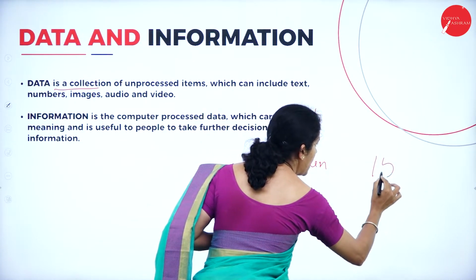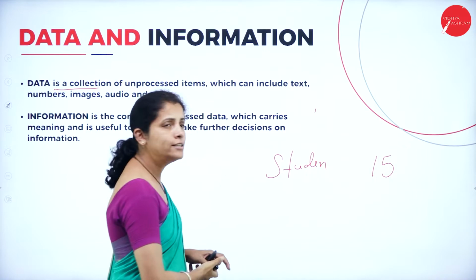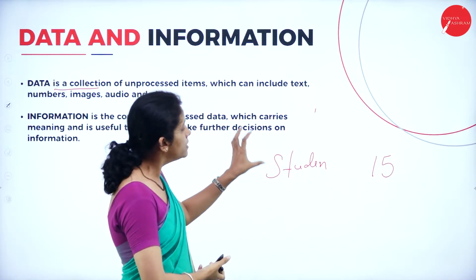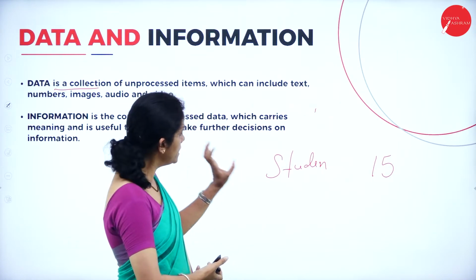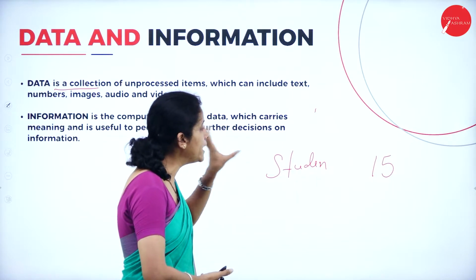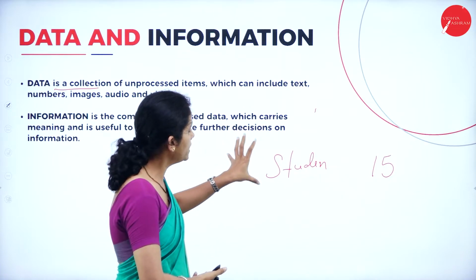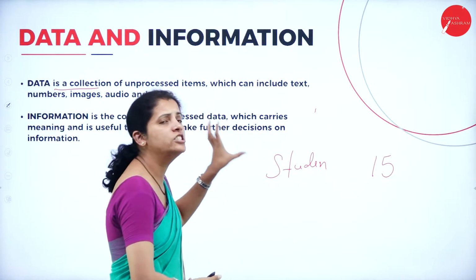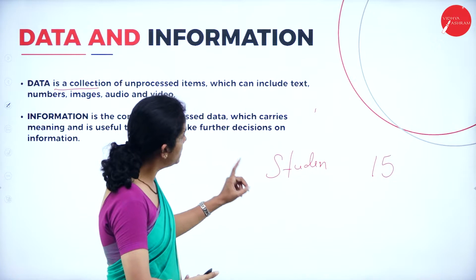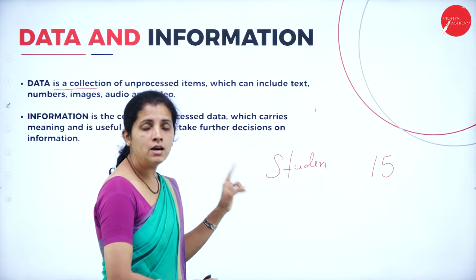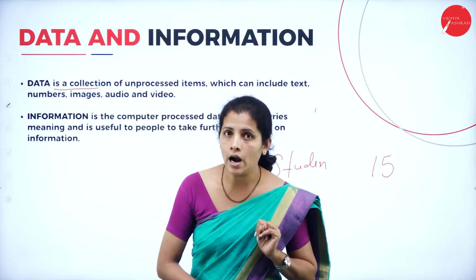For example, if I consider I have student and I have 15. Now, what is this? It is just data, because by seeing this, I'm not going to get complete information. It is just an item. It may be a text, a number, a video, or an audio.